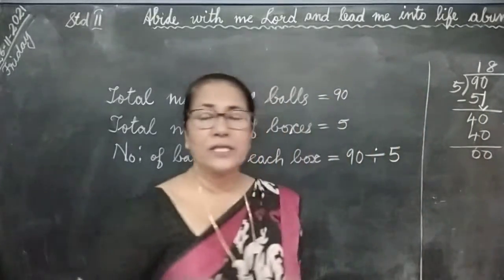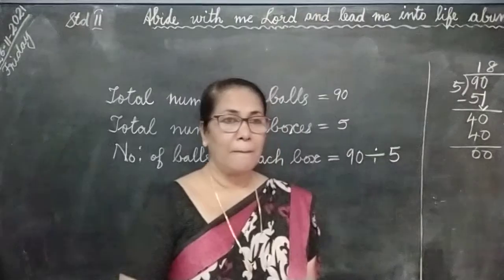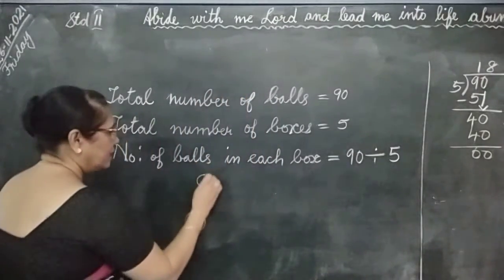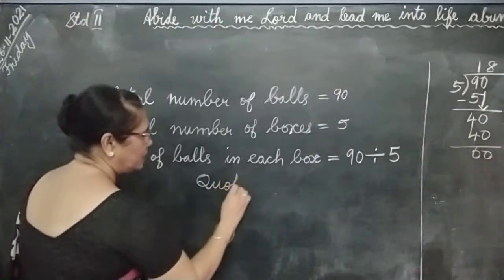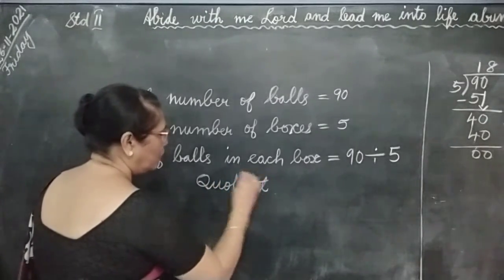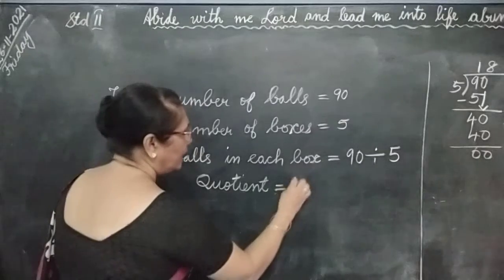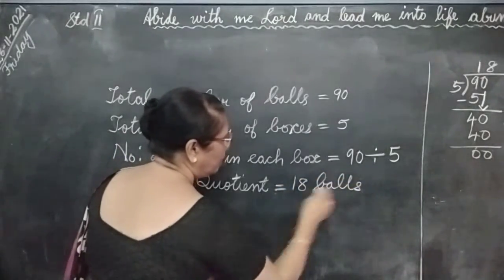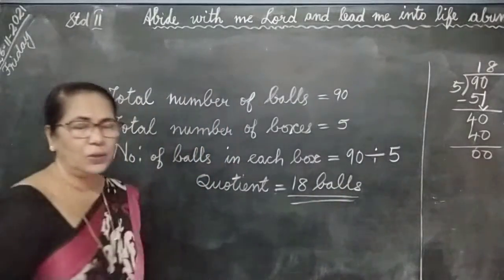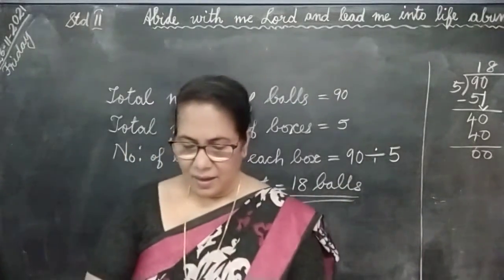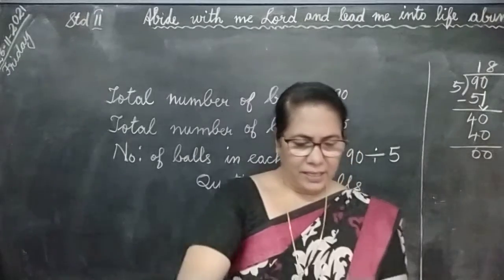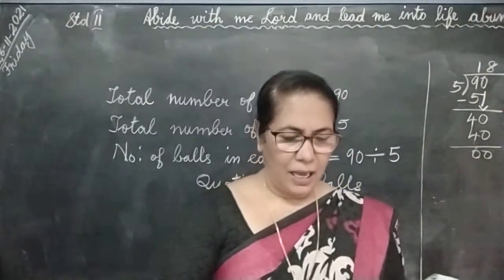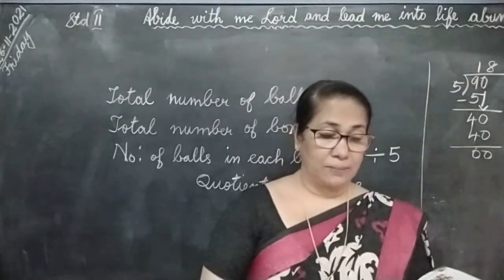So how many balls are there in each box? 18. Yes, the quotient is Q-U-O-T-I-E-N-T, equals 18 balls. In each box there are 18 balls. Do it. The remaining sums, how many are there? Yes, 2 more sums are there. Please do the 2 sums. Okay.